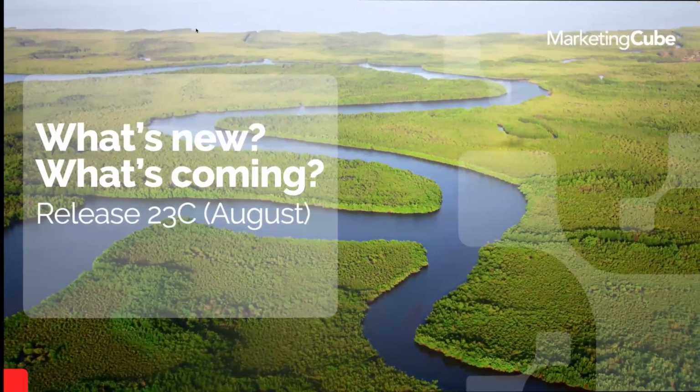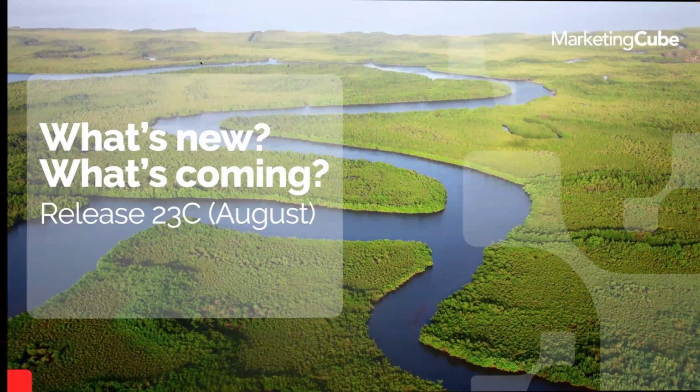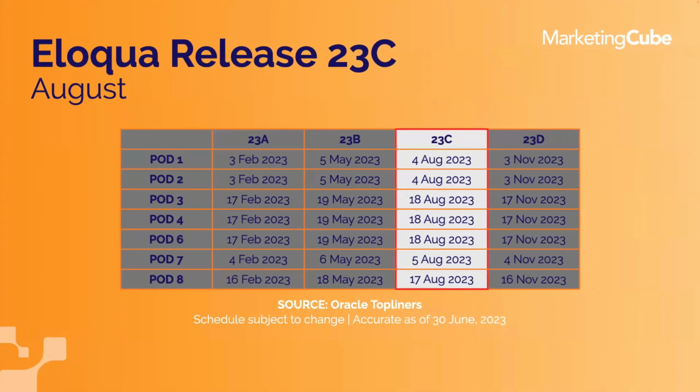Yeah. Okay. Thank you very much. Perfect. All right. So the next thing, what's new, what's coming? Release 23C is due in August. Now, depending on where you are in the world and which pod of Eloqua your instance sits on, it'll happen for you in either the beginning or the middle of August. You can see the dates there for release 23C. Pod 1, many North American clients we find are on pod 1 or pod 4 for some reason.